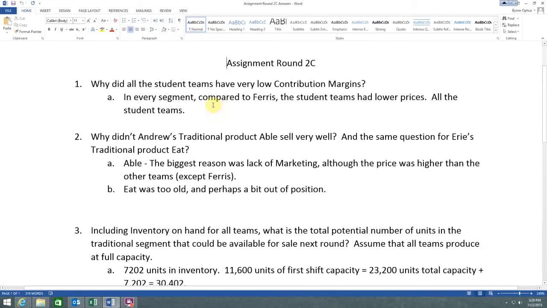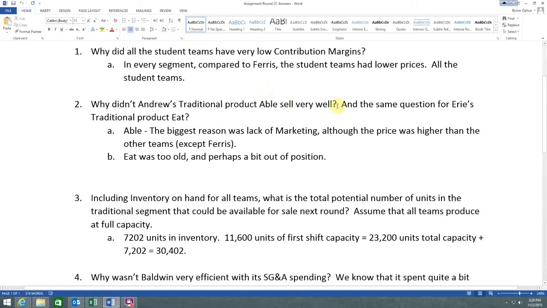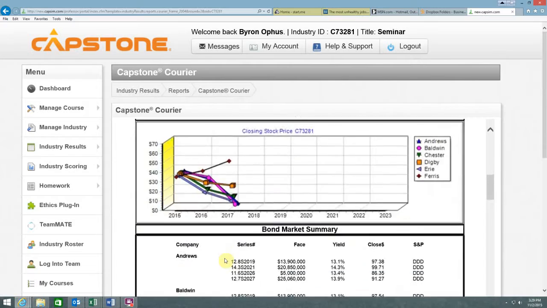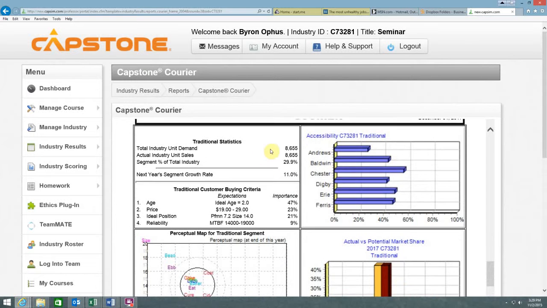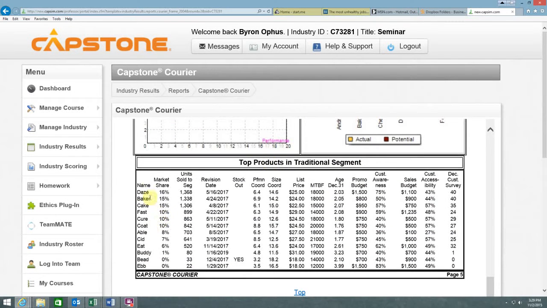Question 2: why didn't Andrew's traditional product, Able, sell very well? And the same question for Erie's traditional product, Eat. For Able, the biggest reason was lack of marketing. Let's take a look at Able here in the traditional segment. You have to come down the list pretty far. It had 8% of the market. Its performance and size coordinates weren't horrible, right in there with most of the other teams. Its price was a little higher, but Ferris had an even higher price and sold a bit more.